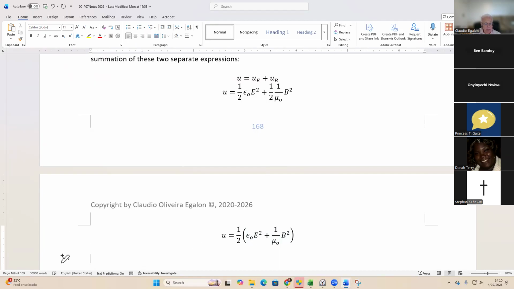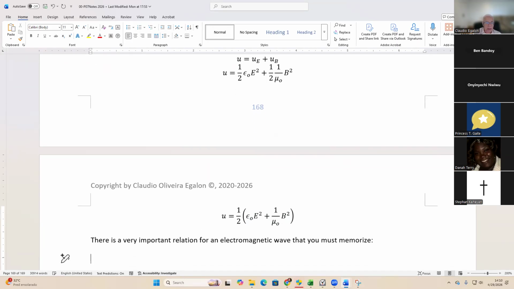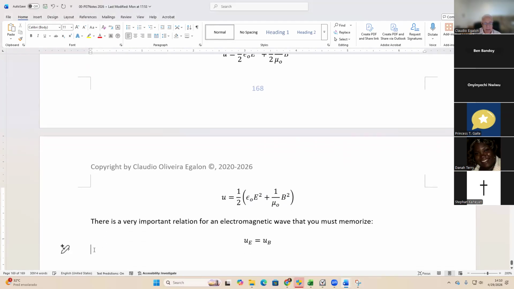Okay, and there is a very important relation that you must memorize. We cannot derive it here, but there is a very important relation for an electromagnetic wave that you must memorize, okay? And what is the relation? It happens that for an electromagnetic wave, the energy density in the electric field ends up being equal to the energy density in the magnetic field.